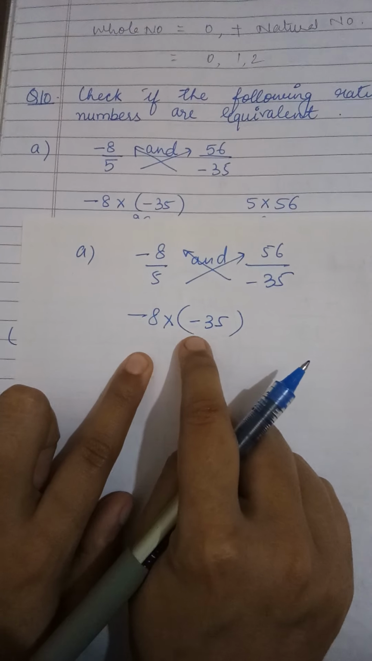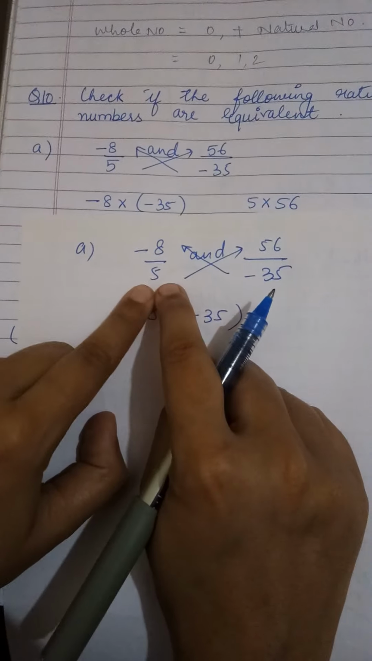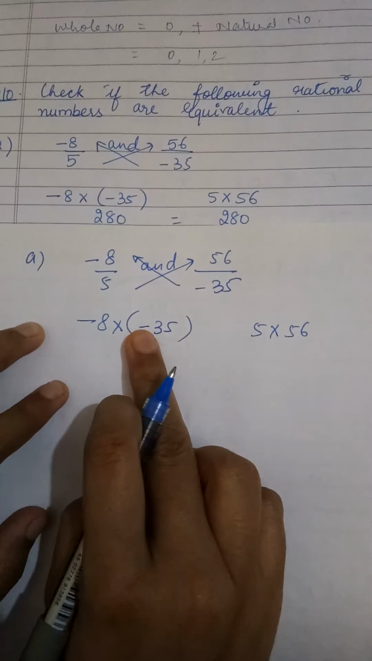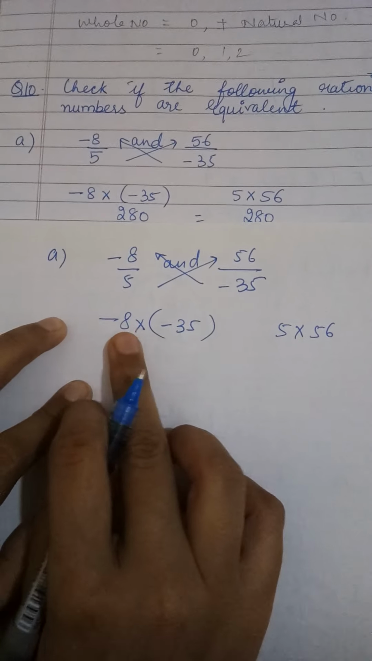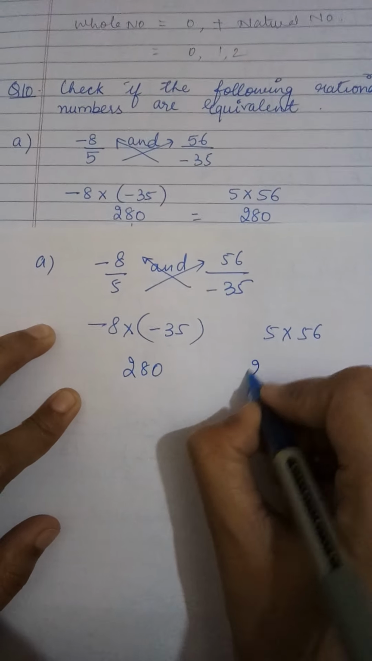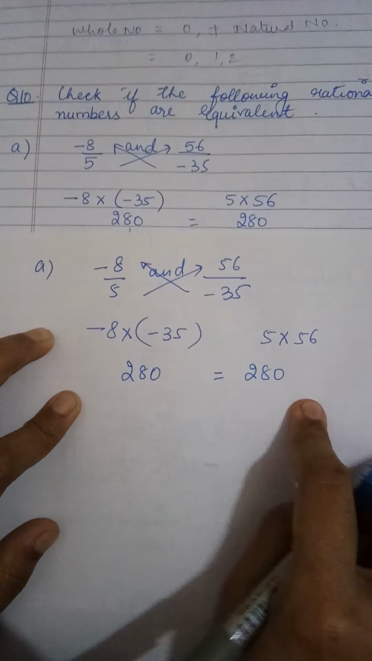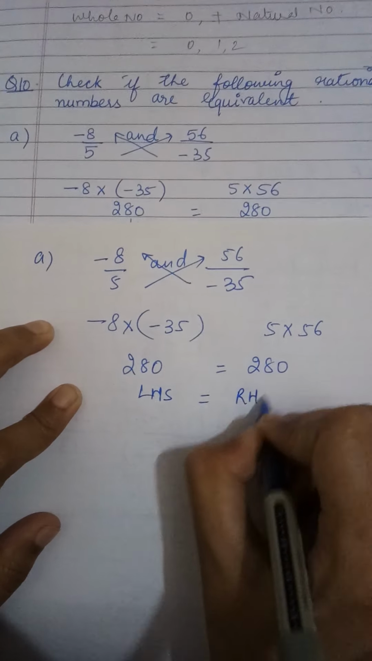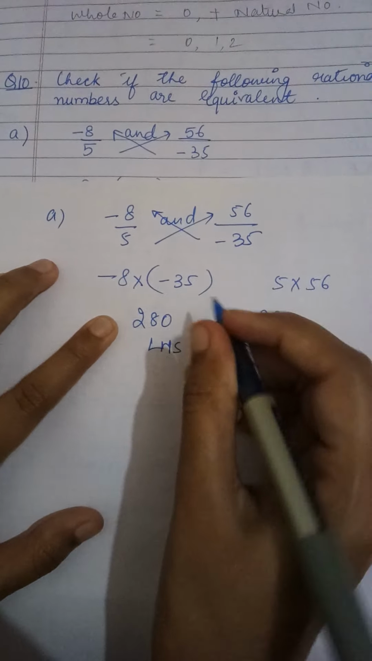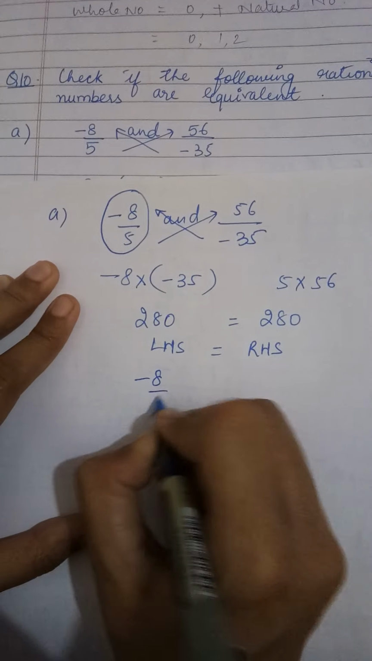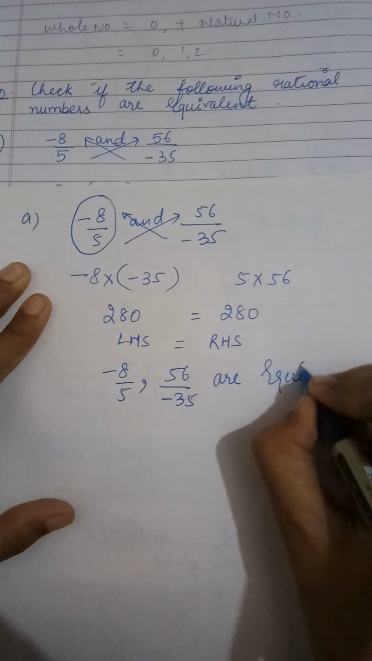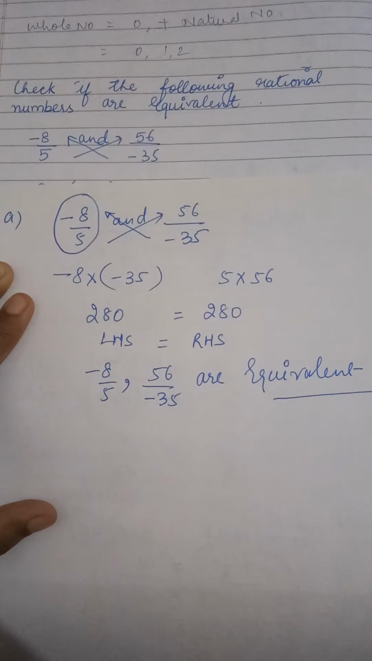Make sure two signs are never together, so use a bracket. And this 5 will go to the other side. So 5 will be multiplied by 56. Now what is minus minus? Plus. And when I multiply 35 by 8, I get 280. And when I multiply 56 by 5, I get 280. So both my sides are equal. Left hand side is equal to right hand side, because both values are equal. If left hand side is equal to right hand side, that means the given two fractions, minus 8 upon 5 and 56 upon minus 35, are equivalent fractions. Okay, that's how you check whether they are equivalent or not.